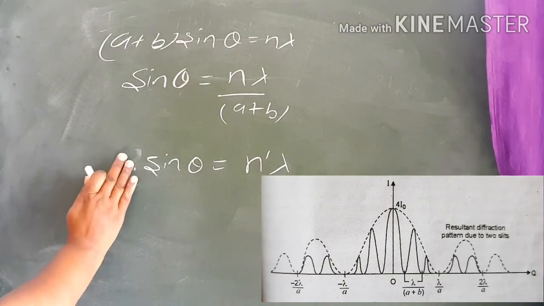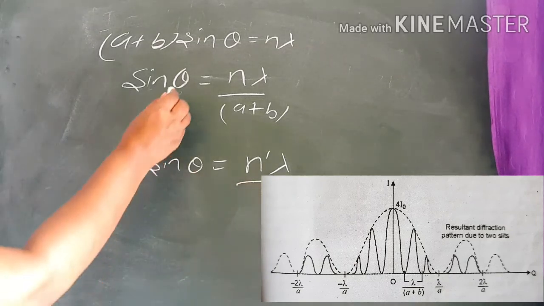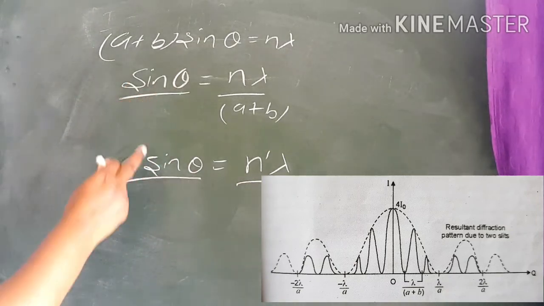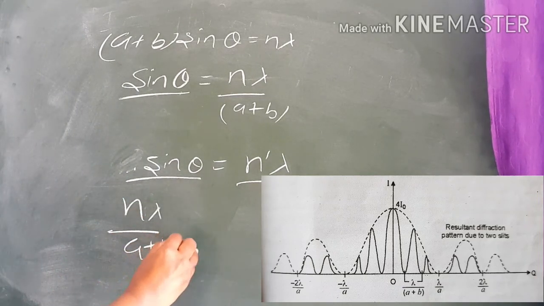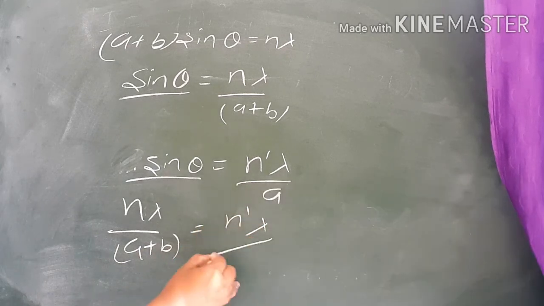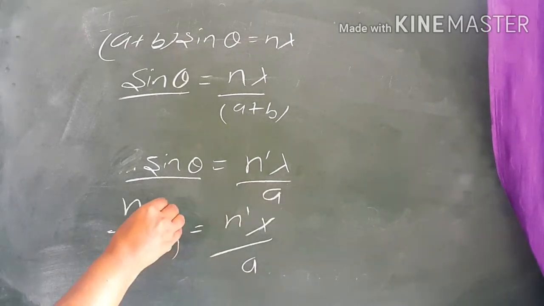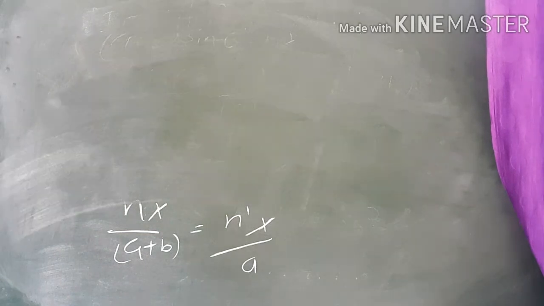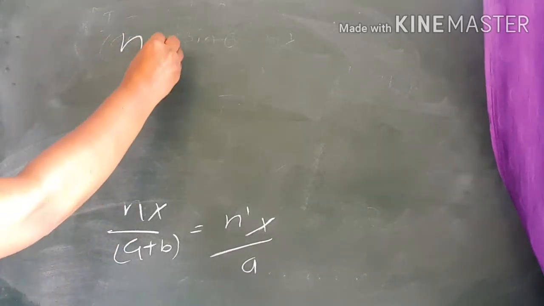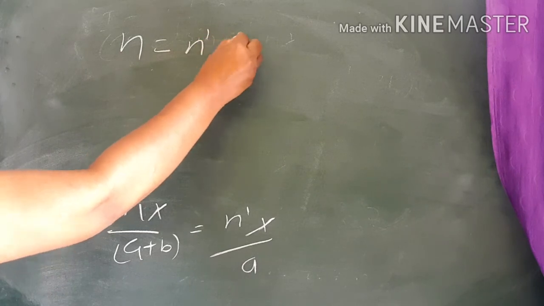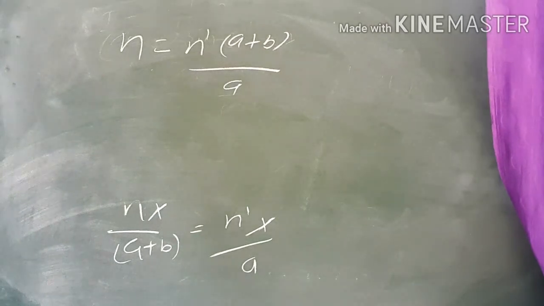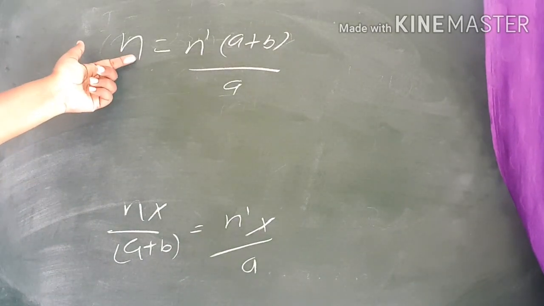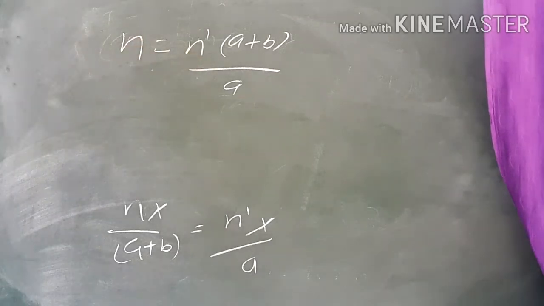Then from here sine theta is equal to this, and from here sine theta is equal to this. Equating these two equations, we have n lambda by (A plus B) is equal to n dash lambda by A. Lambda is cancelled out, and finally we have n is equal to n dash (A plus B) by A. This n is for interference and this n dash is for diffraction.